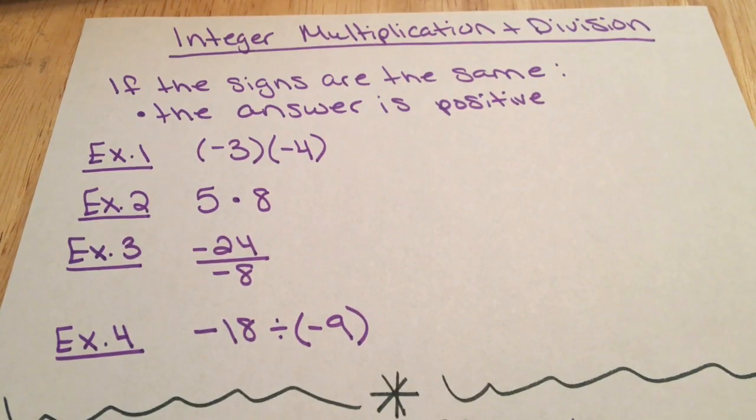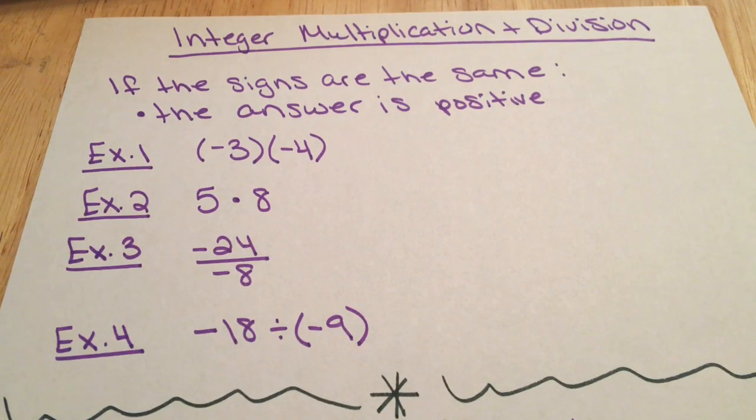Hi everyone. Today we're going to be talking about integer multiplication and division. So we have two rules that we need to follow with multiplication and division of integers. Basically, we need to look at the signs. So our first rule tells us if the signs are the same, the answer is always positive.